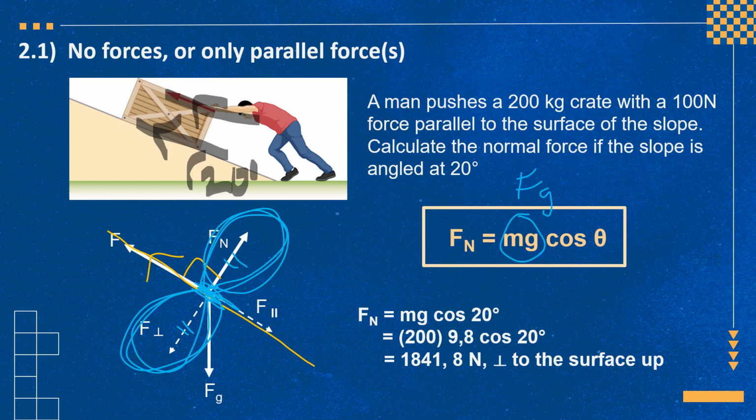And then you just substitute all your values. The mass of the crate is 200. Remember, the slope is 20 degrees. And there you go. There's your answer.